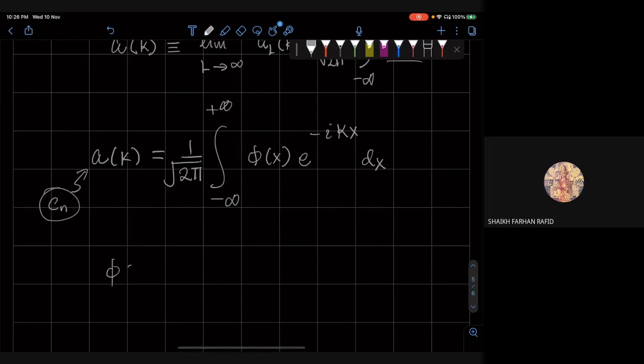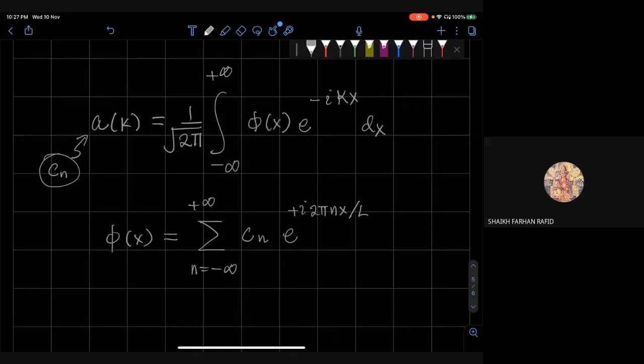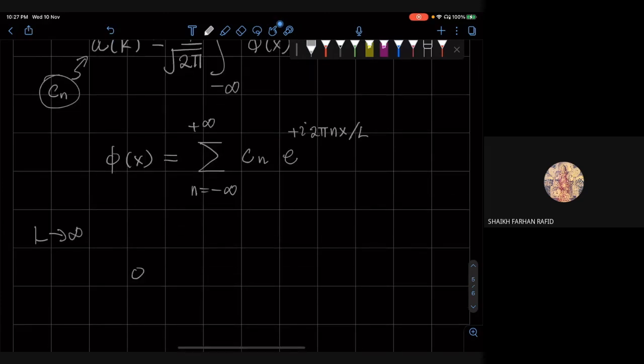On the other hand, if I look at my original function before I took the limit, phi of x was a sum from n equals minus infinity to plus infinity of C_n e to the power i, this is a plus, which is important, 2 pi n x over L. Now, if I take L going to infinity here, then phi of x becomes, and you have to use the integral expression for C_n here.